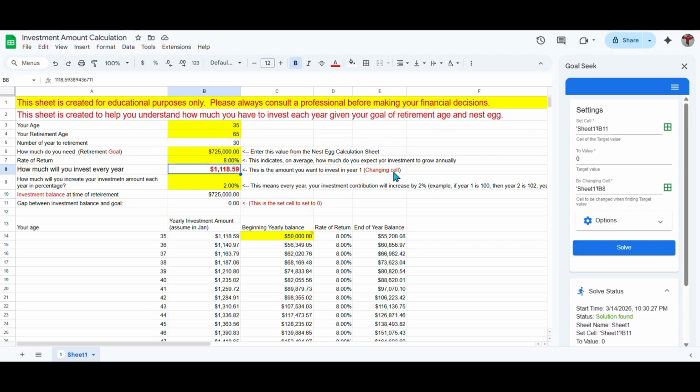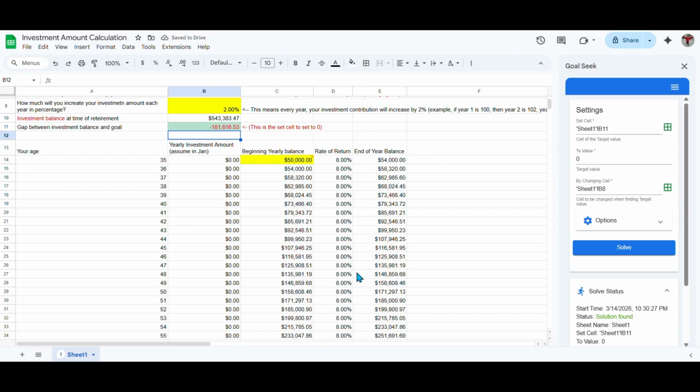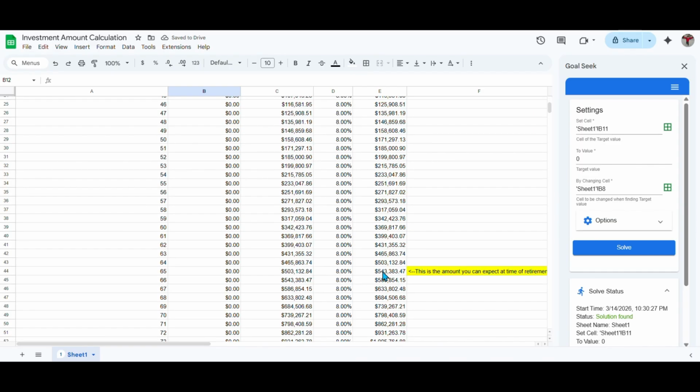I want to show you something that is very powerful in terms of time on our side. If I were to turn this one to 0 and I say, I'm not going to invest a dime, okay, instead I turn everything to 0, you're going to see that by the time I hit 65, that $50,000 will have grown to $543,000.